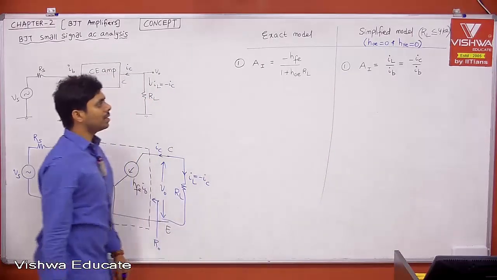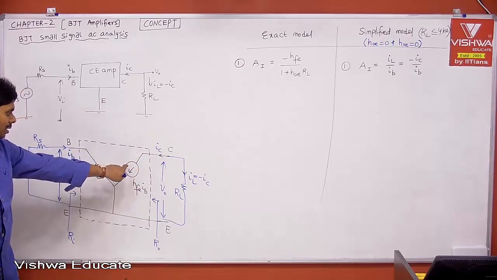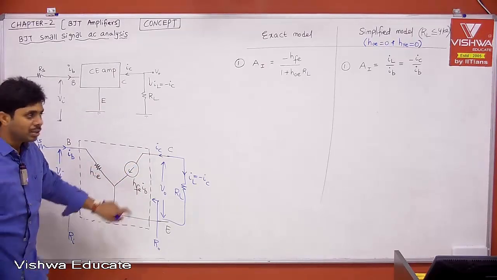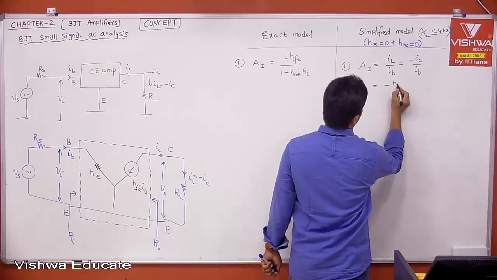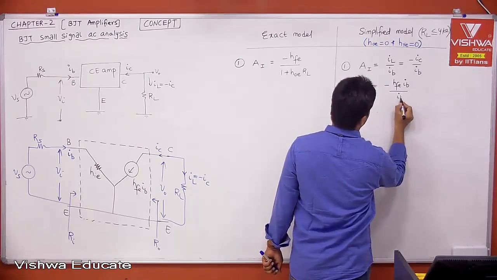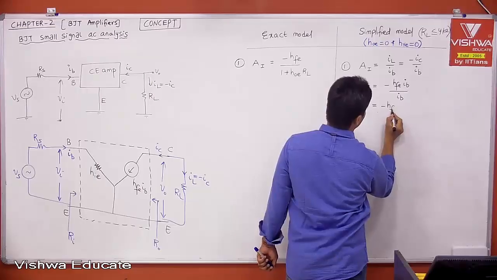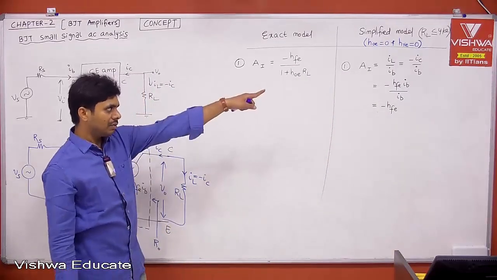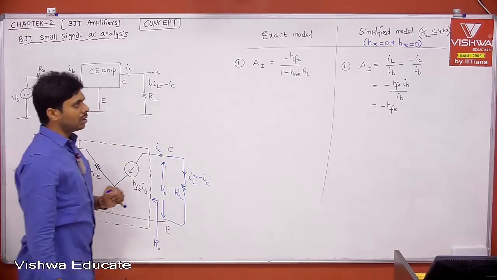Tell me, from the simplified model, what is your IC? The current is entering into your transistor. Therefore, what is the internal parameter? IC is in series, current is constant. What is IC? HFE into IB. Therefore, if you put it, minus HFE into IB divided by IB. IB will be cancelled. This is simply minus HFE. Therefore, what is current gain? Minus HFE, from the definition also, using the simplified model equivalent circuit.